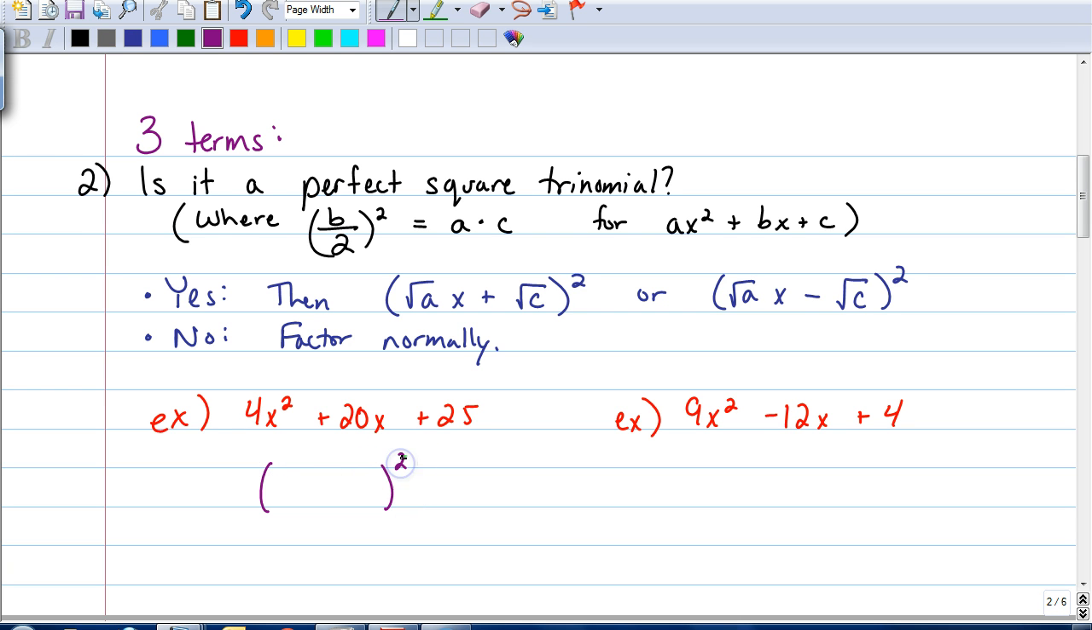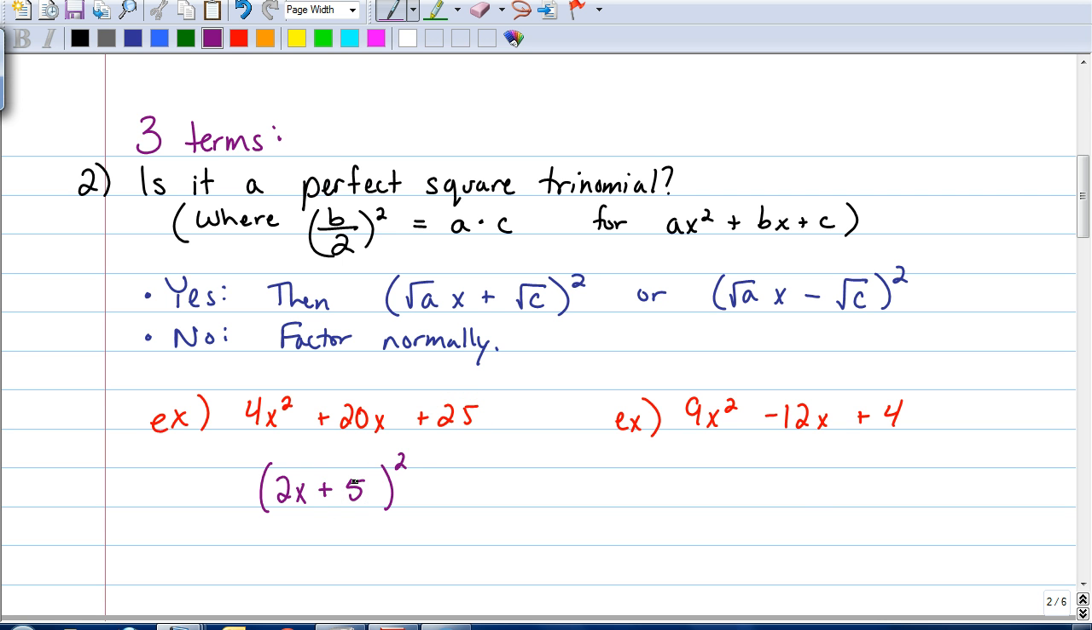So my answer is going to be in this form. It's where it's going to be two terms being squared. Now to figure out if it's supposed to be a minus, if your middle term's a plus here, your answer is going to be two terms added together being squared. Now to figure out what those two terms are, you take the square root of the first term. Square root of 4 is 2, so this will be 2x. Take the square root of the last term, the c, square root of 25 is 5.